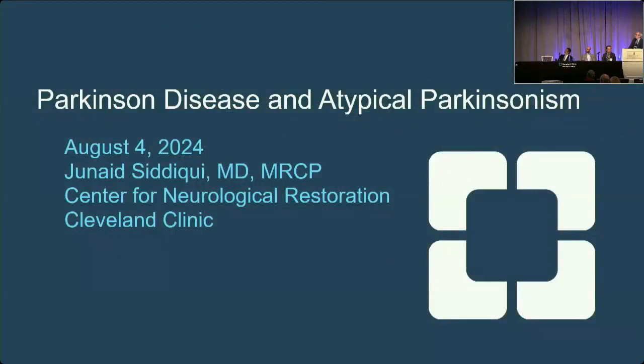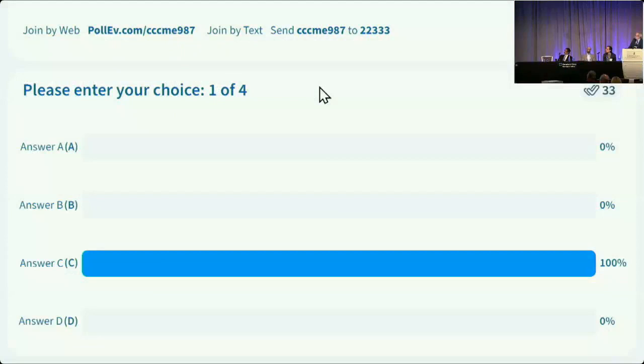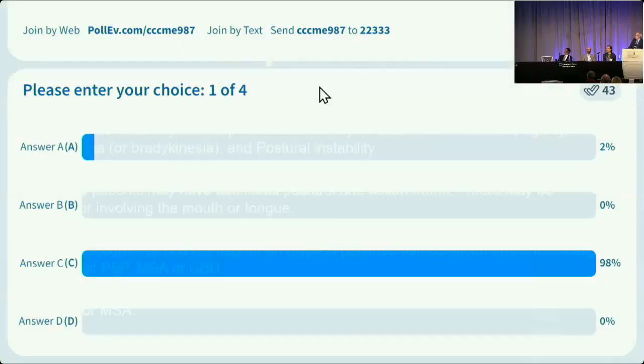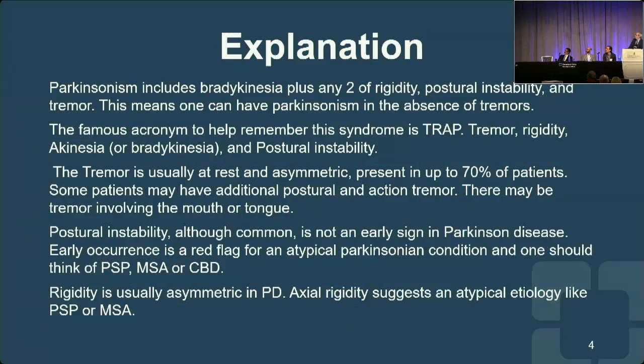So the Parkinson's disease questions. Parkinsonism means any of the following features: A, tremor, apraxia, alien limb phenomena. B, rigidity, bradykinesia, tremor, and eye movement abnormalities. C, rigidity, bradykinesia, postural instability, and tremor. D, spasticity, constipation, REM sleep behavior disorder. Well, I don't think I've ever seen this happen before, but I thought for a second it said 103% there. So I think we had pretty good consensus there.